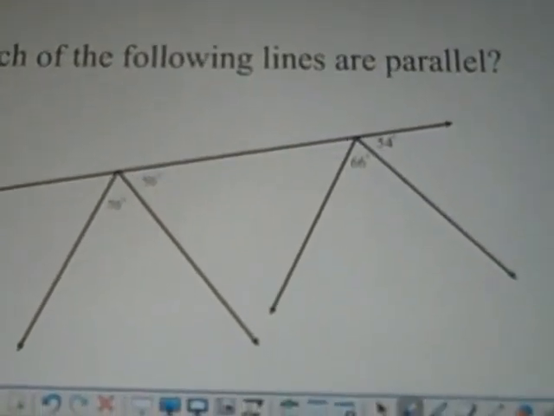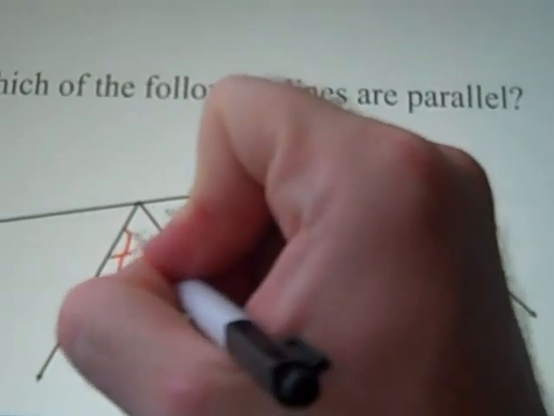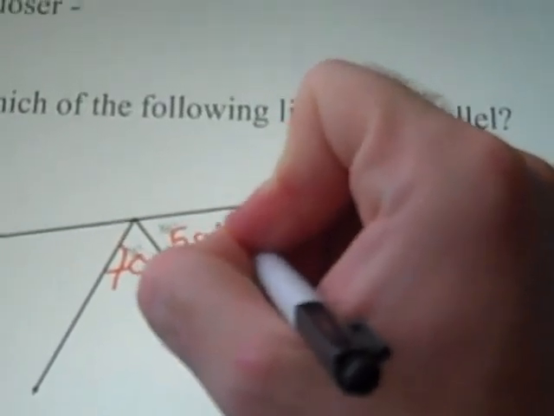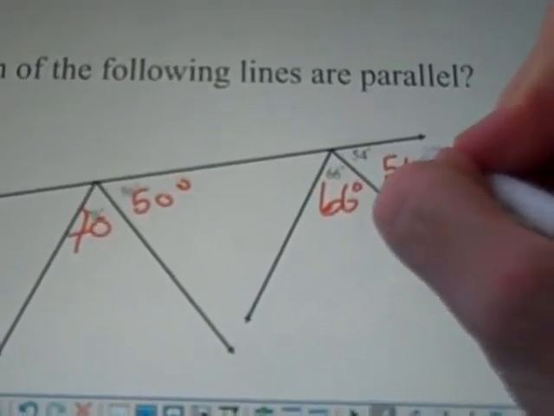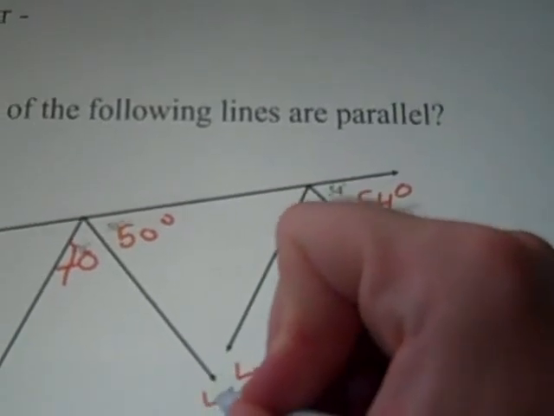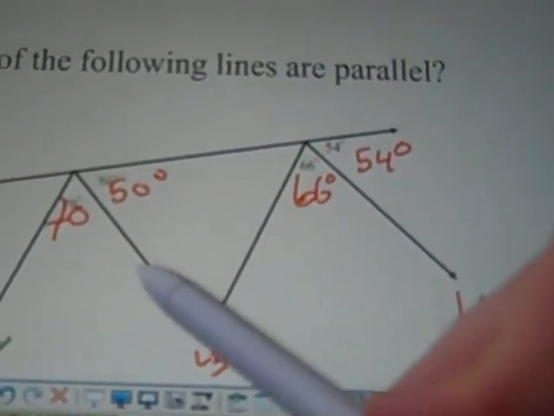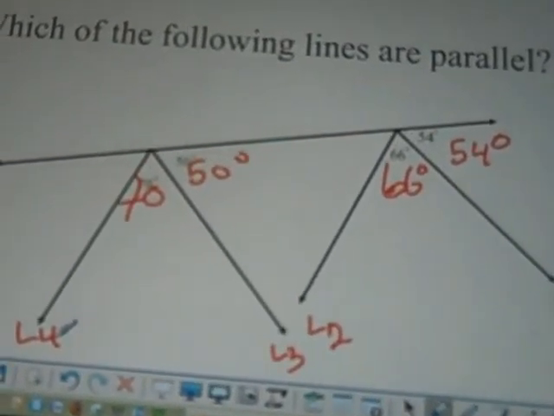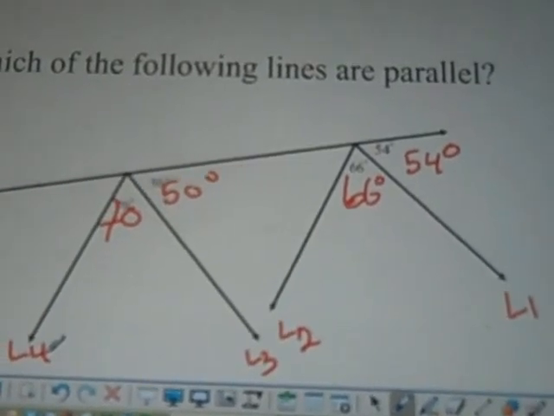Okay, so here's the next thing I'm going to ask you. Which set of lines are parallel? So that's 70 degrees, that's 50 degrees, 66 degrees, and 54 degrees. Is it lines 1 and 3, line 2 and 4, or none? Take a minute, see if you can figure that out.